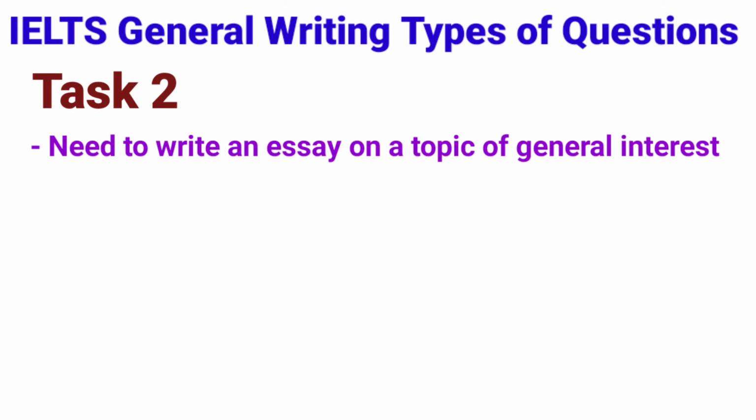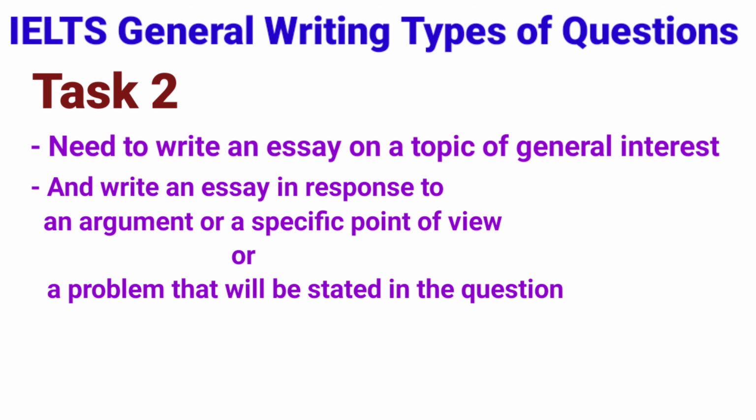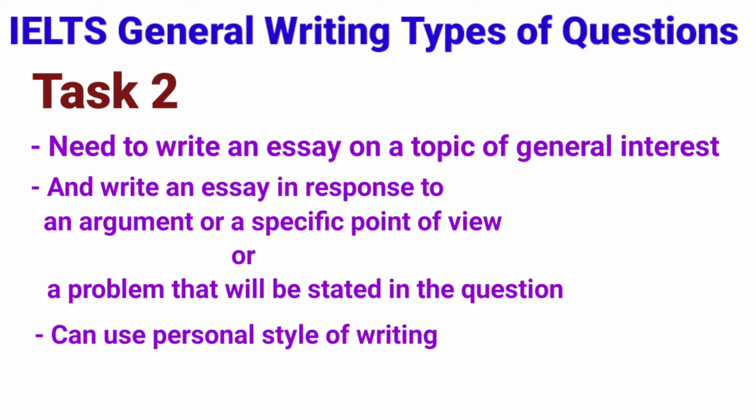The next question in IELTS General writing is Task 2. In this, you need to write an essay on a topic of general interest. In Task 2, you should write an essay in response to an argument or a specific point of view or a problem that will be stated in the question. Here you can use a more personal style of writing.